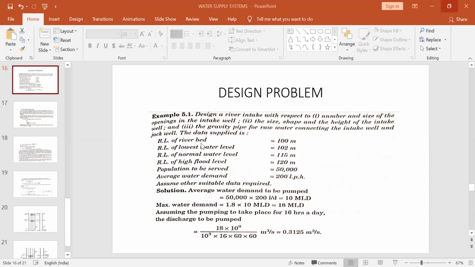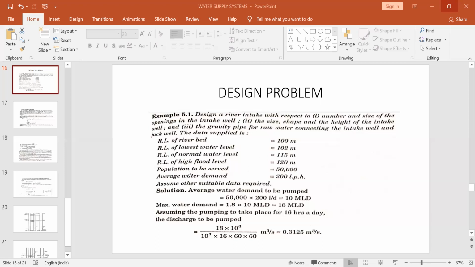All the measurements in civil engineering related to reduced level or elevation are always done with respect to mean sea level. So in this problem, every data is given in terms of RL. What is the elevation of the river bed, what is the lowest water level? That means in the driest period, in the lean period, what will be the lowest water level? Beyond this, the water level cannot go. So that elevation will be 102 meter. RL of normal water level, neither very high nor low, is 115 meter. Highest flood level, when flood occurs, the extreme level, should not cross 120.